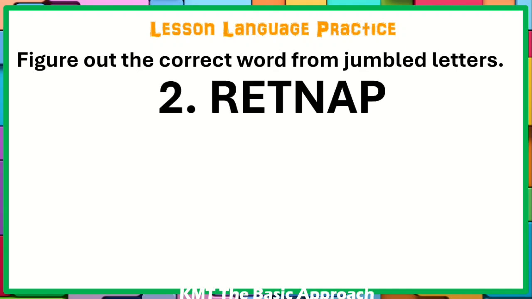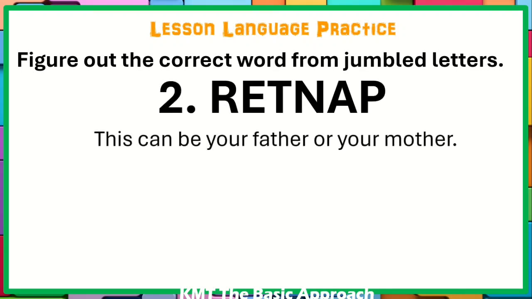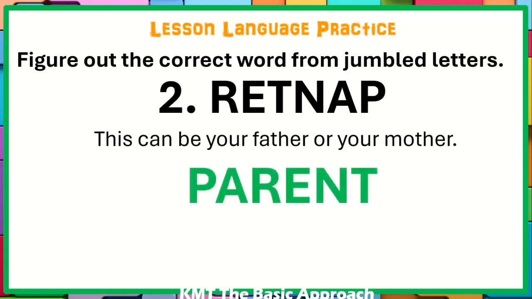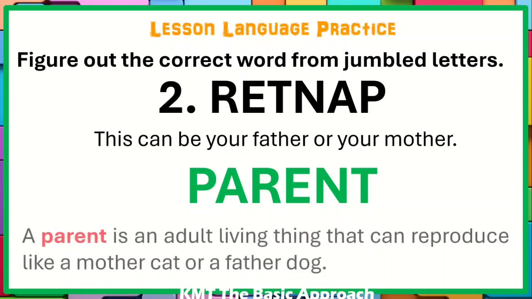Number 2. This can be your father or your mother. What is the correct answer? Correct! Parent. A parent is an adult living thing that can reproduce like a mother cat or a father dog.